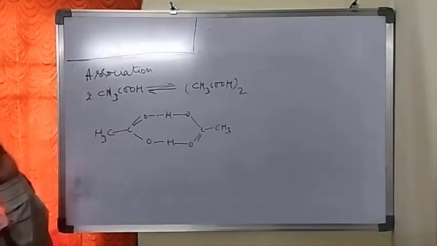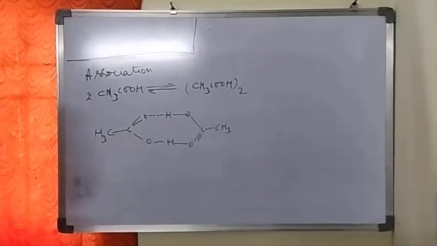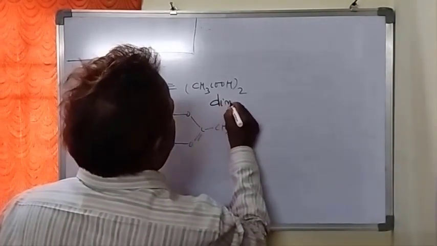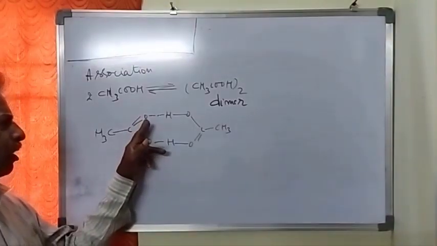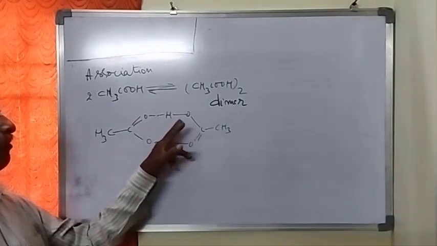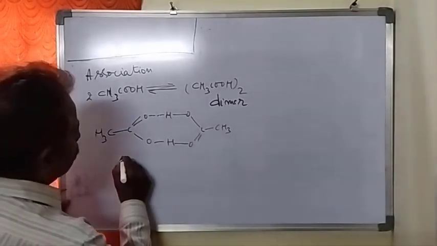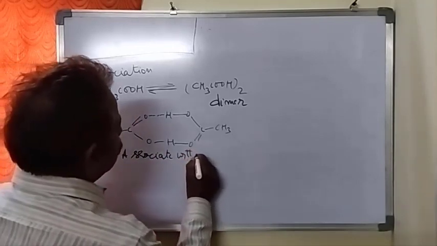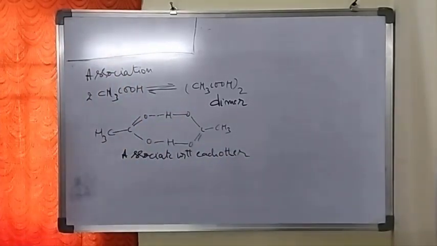Now let us consider the association. Ethanoic acid or acetic acid, 2 molecules of ethanoic acid associate with each other to form a dimer. This is known as a dimer. So association takes place in this manner. In between the doubly bonded oxygen atom and the hydrogen atom of the other molecule, a bond is formed, that is a hydrogen bond. Because of the formation of a hydrogen bond, they associate with each other. So here the number of particles decreases. As the number of particles decreases, colligative property also decreases.